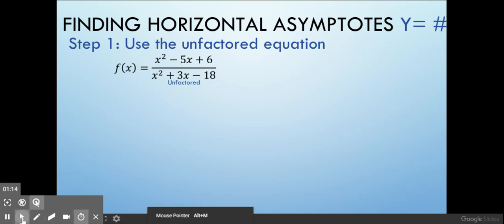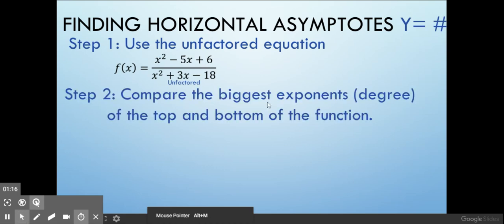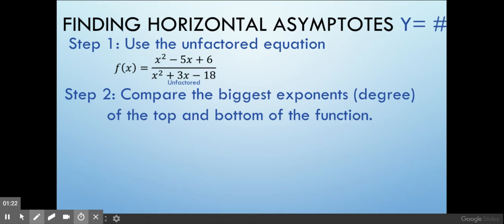Now, the second step is going to be to compare the biggest exponents or the degree of the top and bottom of the function, so of the fraction here. So we are going to look at the biggest exponents. So here my biggest exponent is 2, and here my biggest exponent is 2. So that would mean that both exponents are the same.